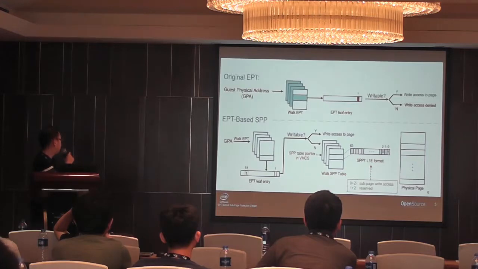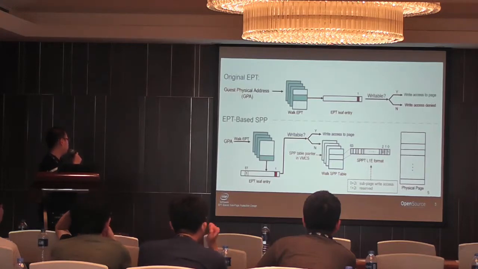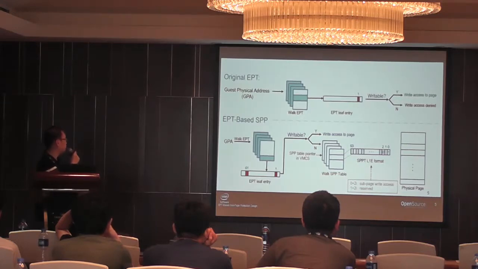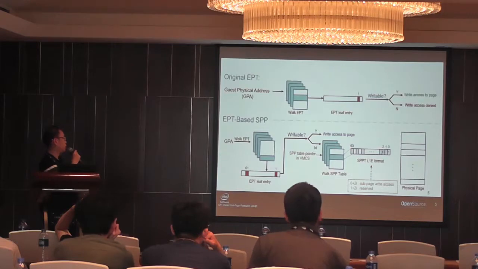After we introduce SPP, we still walk the EPT page tables as before. If the writable bit is set, write access to the whole page is accepted. If not, we look at the EPT leaf entry bit 61. If this bit is set, then we walk the SPP tables. The SPP tables have a pointer read from the VMCS. Then we look at the SPP tables. It's also a four-level page structure, until we find the SPP layer 1 entry. We will introduce the table format and entry format in the next few slides.